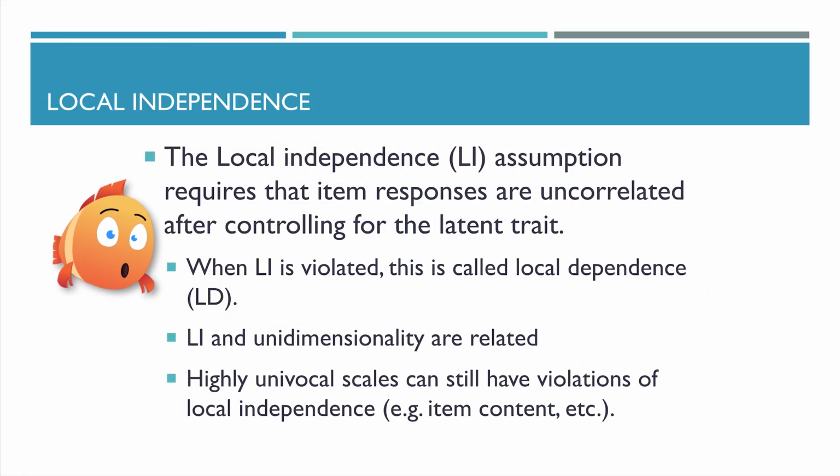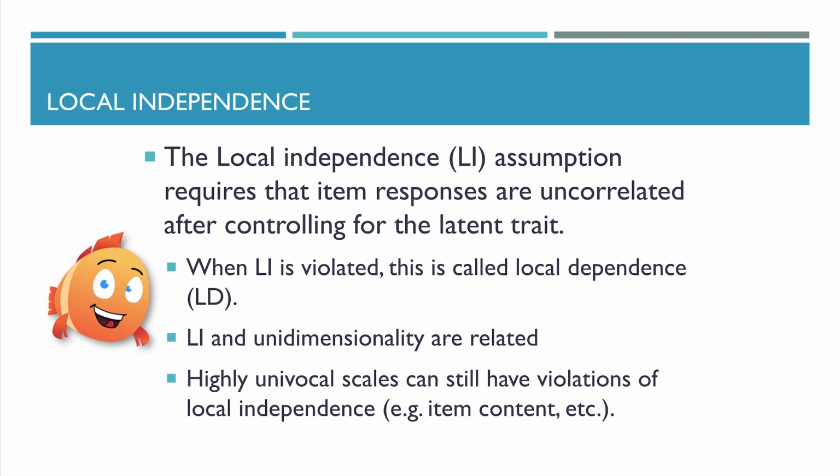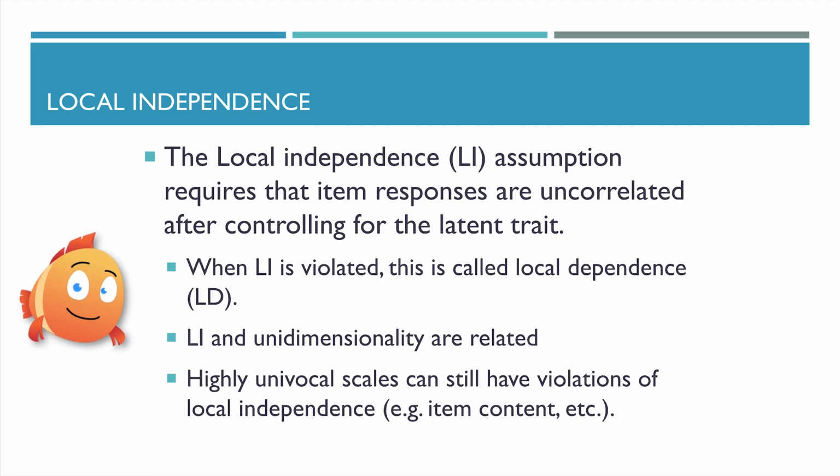Okay, so next we have local independence. Local independence assumes that item responses are uncorrelated after controlling for the latent trait. When local independence is violated, this is called local dependence. Local independence and unidimensionality are related. Highly univocal scales can still have violations of local independence through item content. What do I mean by this? Say, for example, you have a test question that frankly gives you information about another test question.